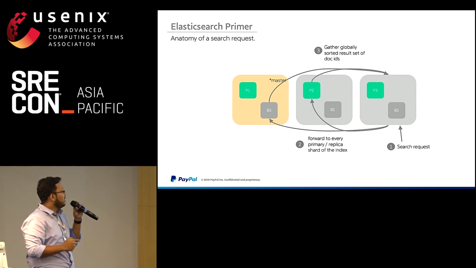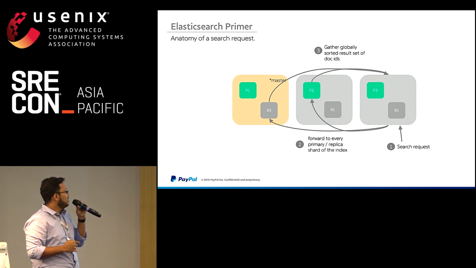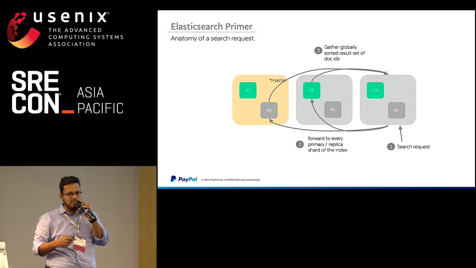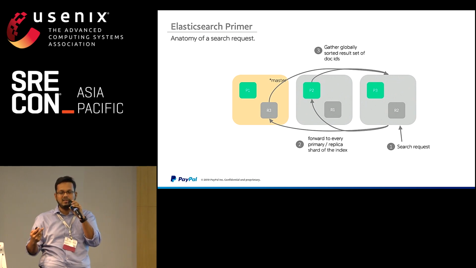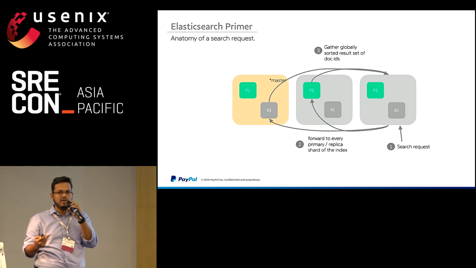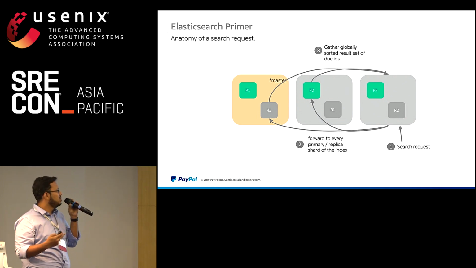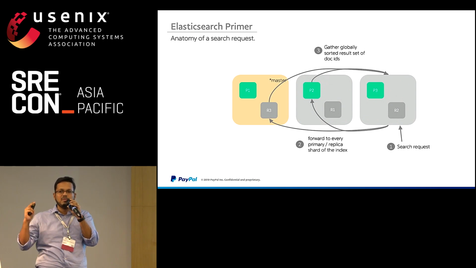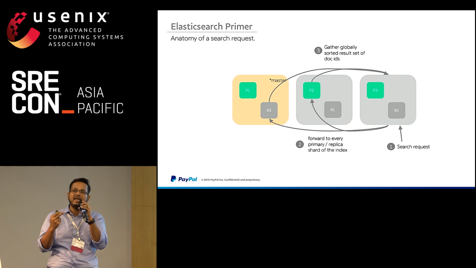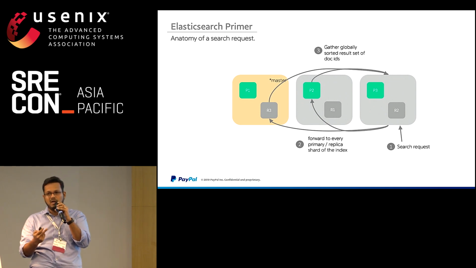So now we have a document that's ingested. Now we want to move on to a search request, where somebody wants to search for it. Again, any node in an Elasticsearch cluster can act as a node that coordinates your search. You can send your search request to any node. The first thing it does is send the search request to all the shards that have the data. It can pick either a primary shard or a replica shard.